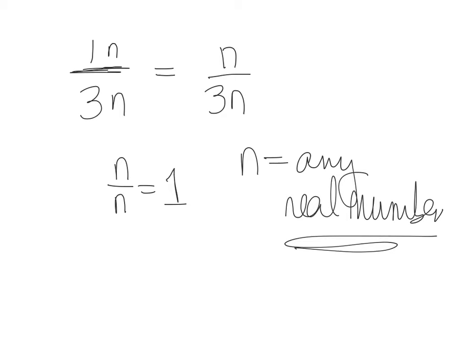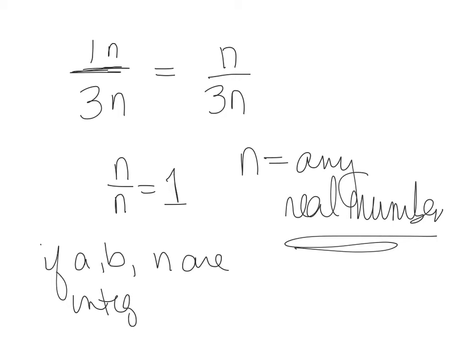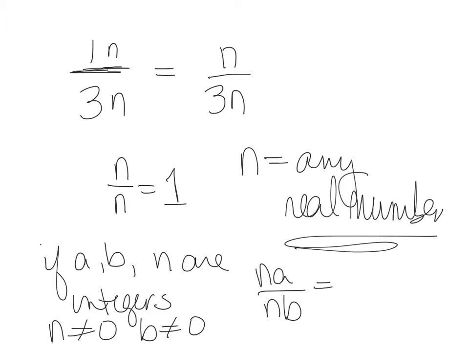Okay, so really what we're saying here is if a, b, and n are integers, and n cannot equal 0, and b cannot equal 0, because they'll both be in the denominator, then n times a over n times b is the same as a over b. I'm saying that n and b can't be 0 because they're in the denominator. And remember, we're not allowed to divide by 0 because the world implodes. I'm just kidding. We can't divide by 0. It's against the laws of math.